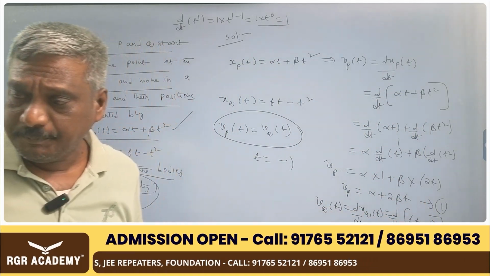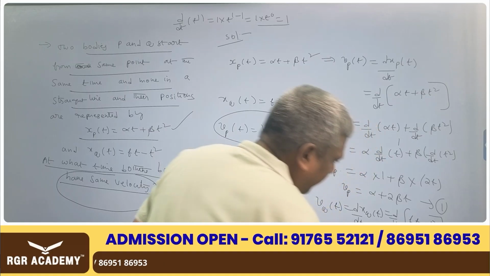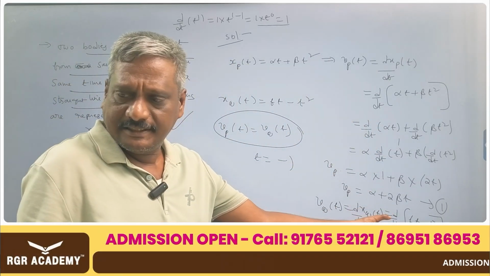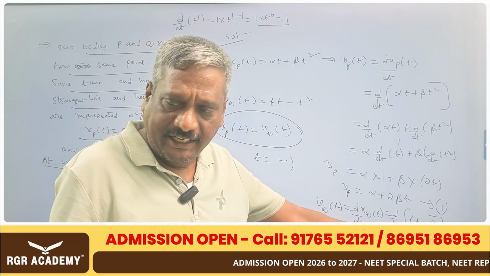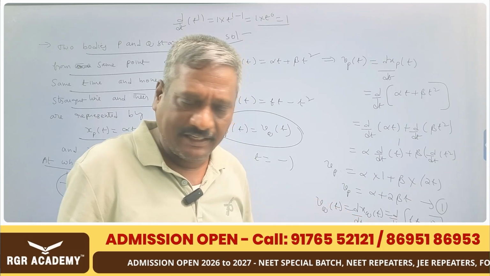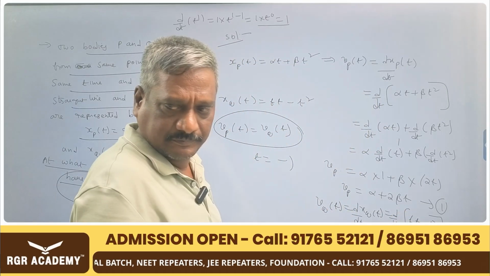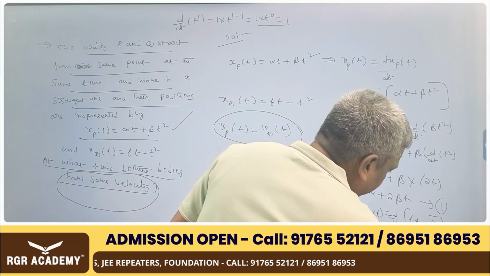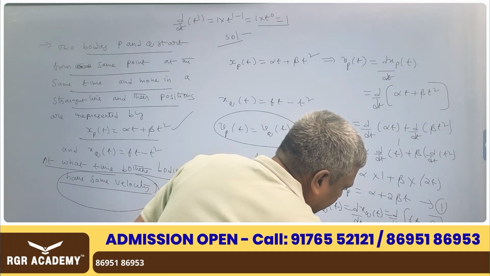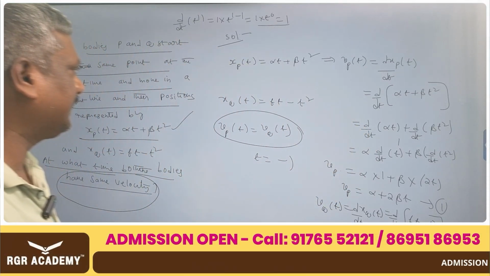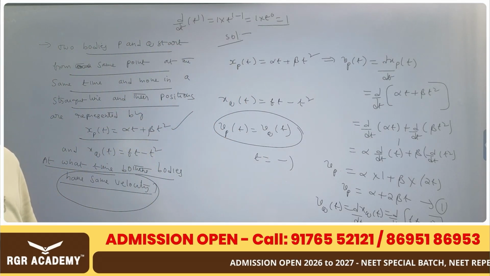Now differentiate with respect to time. If you differentiate with respect to time, f can be taken outside just like previously. Here also you can split into two parts: d by dt of ft minus d by dt of t square. F can be taken outside. D by dt of t is 1, and d by dt of t square becomes 2t. Therefore, the velocity of Q is f minus 2t.